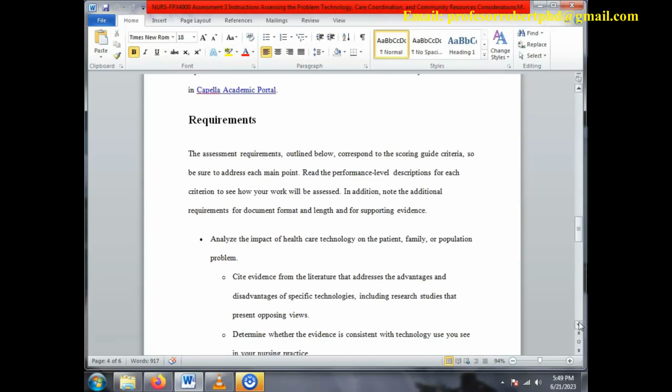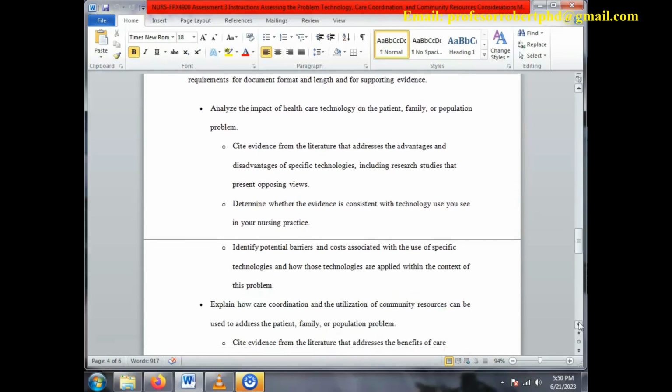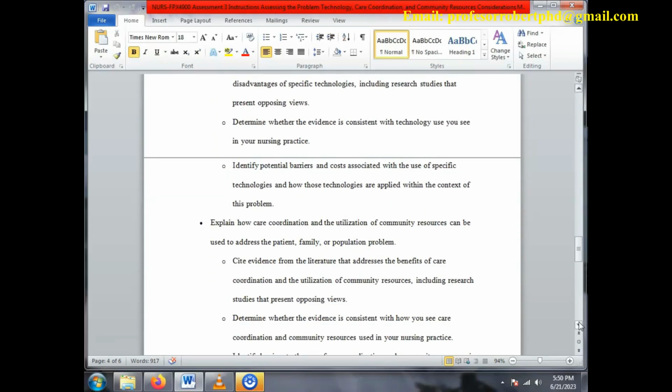Requirements. The assessment requirements, outlined below, correspond to the scoring guide criteria, so be sure to address each main point. Read the performance level descriptions for each criterion to see how your work will be assessed. In addition, note the additional requirements for document format and length, and for supporting evidence. Analyze the impact of healthcare technology on the patient, family, or population problem. Cite evidence from the literature that addresses the advantages and disadvantages of specific technologies, including research studies that present opposing views. Determine whether the evidence is consistent with technology use you see in your nursing practice.